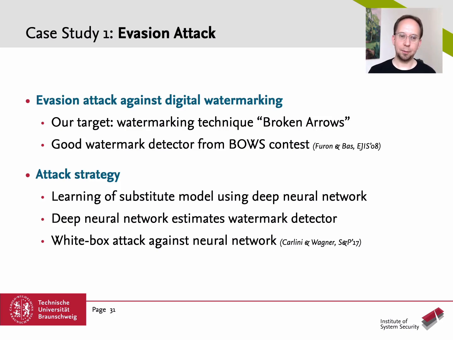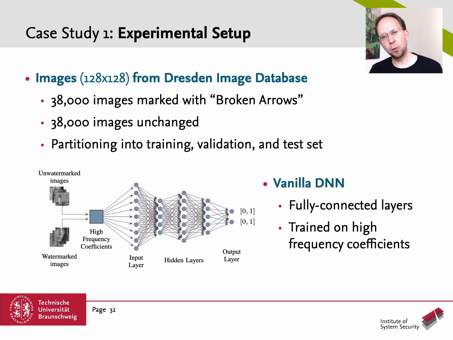And we do everything as said previously, but now in reality. So we learn a neural network that tries to substitute the watermark. This is called the substitute model. Then we apply the attack from Carlini and Wagner on this neural network, take the output again, and see whether it still contains a watermark. So here's what we did. We took images from the Dresden image database, which is a famous database in multimedia forensics. 30,000 images were marked with Broken Arrows. 30,000 images were unchanged. Of course, the sets were disjoint.